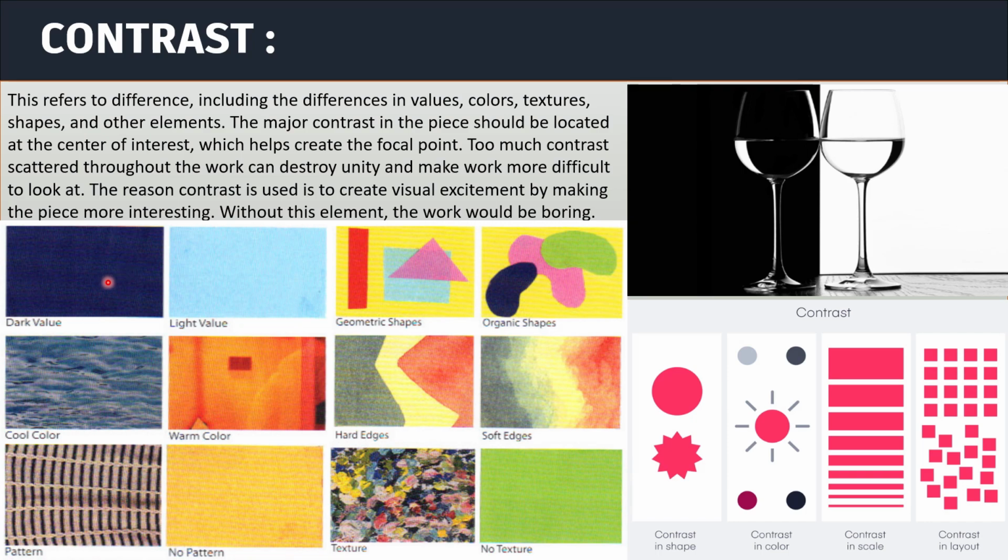If you see, these are the examples. This is the dark value, so the contrast is light value. Then we have cool color, so we have warm color. Pattern with no pattern. Geometric shapes and organic shapes. These are all the contrast of each other. Then hard edges, we have here soft blended edges. Then we have so much of texture here and no texture.